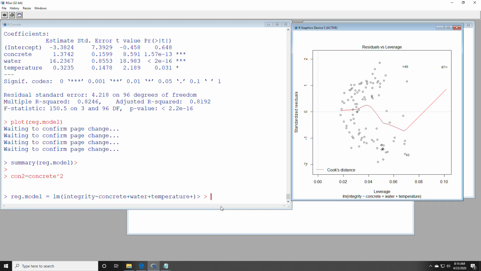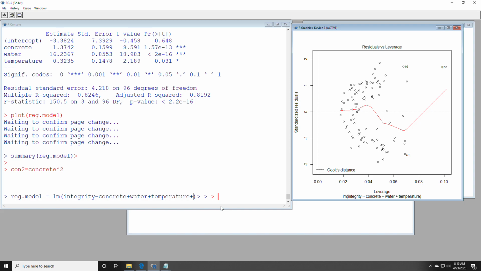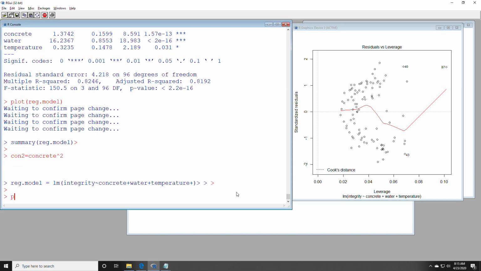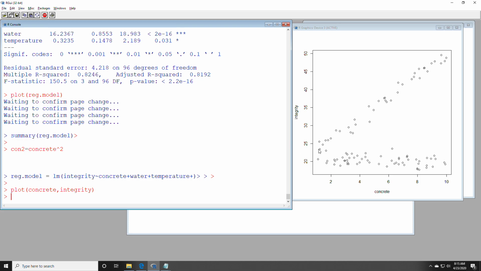Let's go ahead and do that. Let's look at each of the individual scatter plots, okay? Because if there's a curved relationship, that's when it kind of gives you an inkling that a quadratic term is needed. So let's look at x is concrete. Let's look at x1 versus y. Okay, now here's x1 versus y.